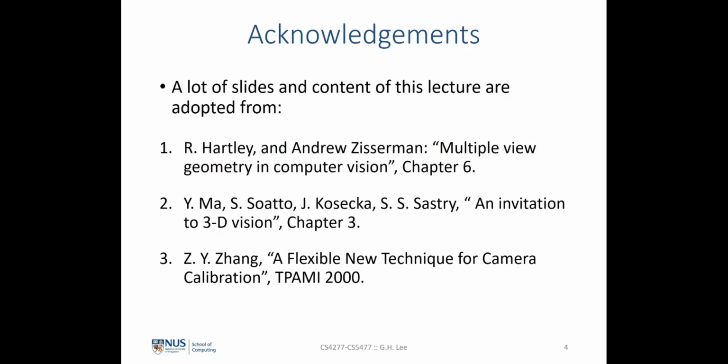Of course, I didn't invent any of today's material. I took most of the contents of today's lecture from the textbook written by Richard Hartley and Andrew Zisserman, Multiple View Geometry in Computer Vision, in particular Chapter 6. I also took some of the materials from Chapter 3 from the textbook written by Ma Yi, An Invitation to 3D Vision, and I took the calibration method from a paper written by Zhang Zhengyou, a flexible new technique for camera calibration, which was published at TPAMI in the year 2000. I strongly encourage every one of you to take a look at these materials after today's lecture.